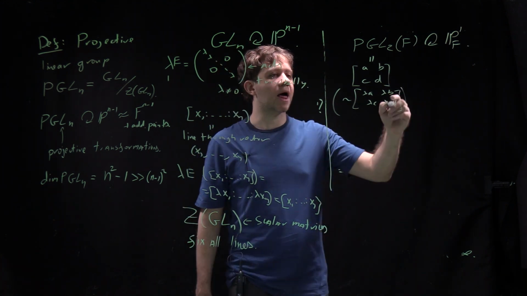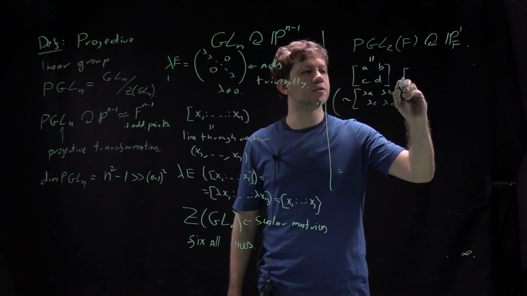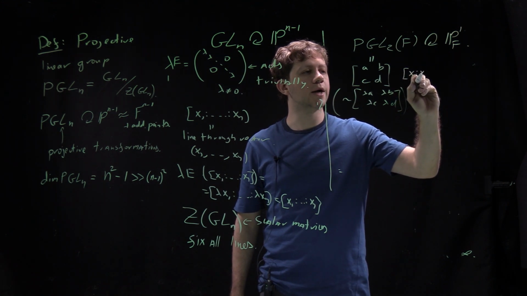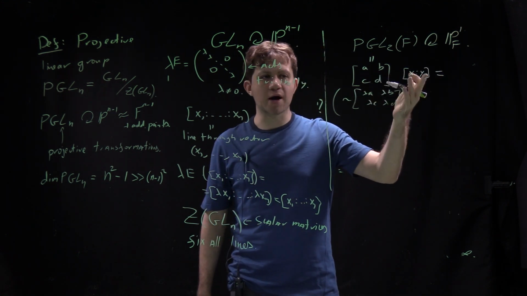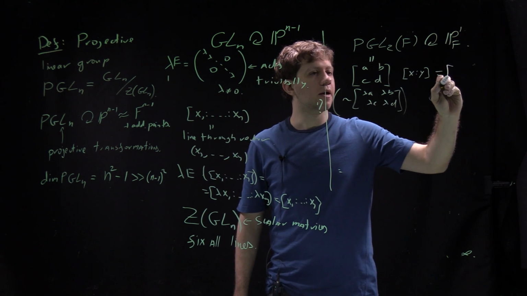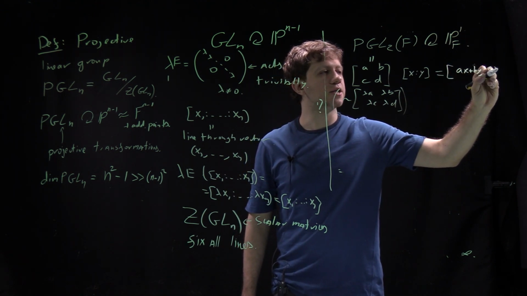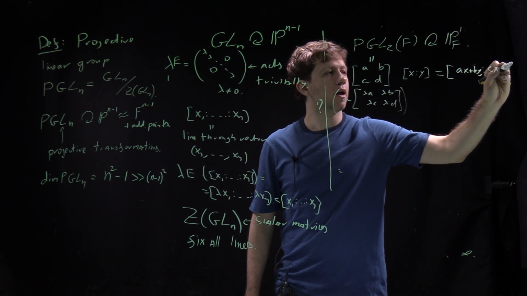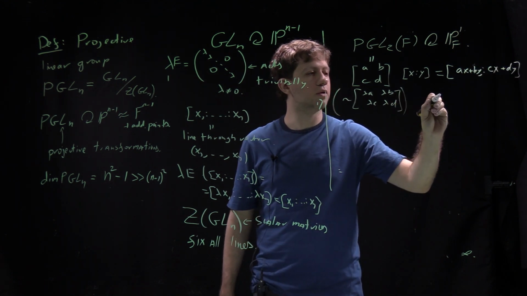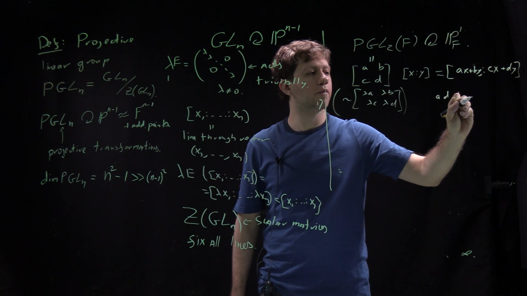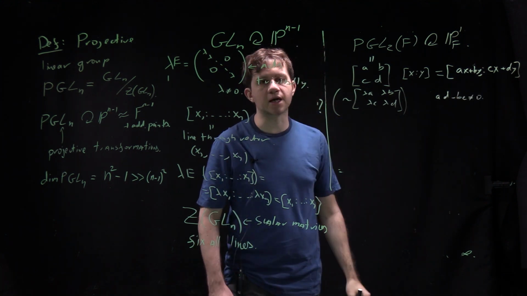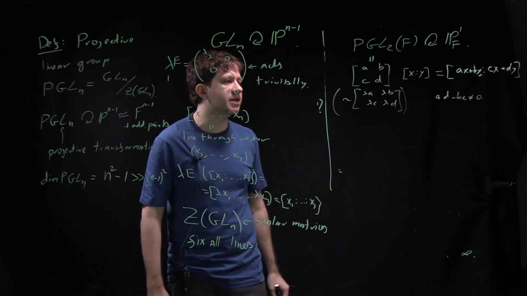And then you want to act, and remember, we act on these homogeneous points x, y, and the rule is just take a matrix and act, and you get ax plus by, cx plus dy. And we know the determinant is not 0, ad minus bc is not 0. So this is what it does, and nothing has happened so far, that's just by definition.